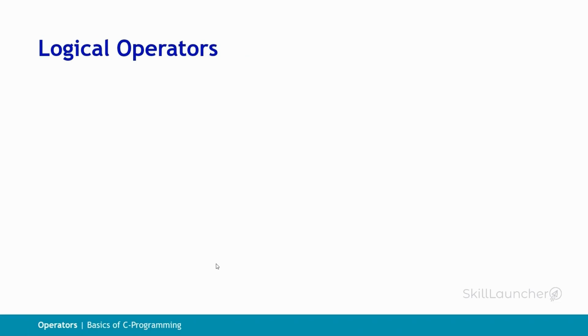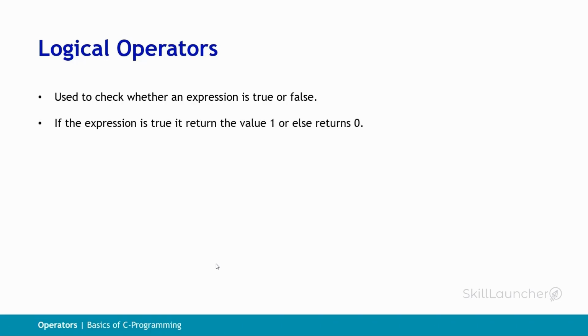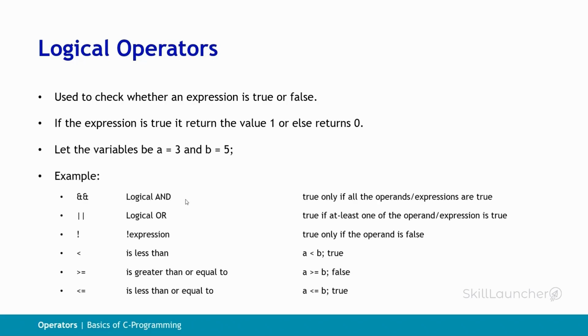Now comes the logical operator. An expression containing logical operators returns either 0 or 1 depending upon whether the expression results true or false. If the expression result is true, it will return 1. If the expression result is false, it will return 0. Logical operators are commonly used in decision making. Now let us see the logical operators.